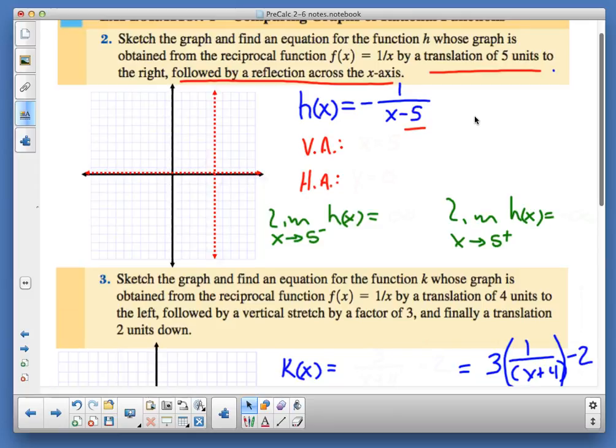Now, I want to find the VA, I want to find the HA, and I want to know what the limits are on either side of my vertical asymptote. Find that stuff first before you even start graphing. I kind of gave it away because I left those reds in there. I thought I had hidden them. But make sure these are the things you find before you even put your pencil on your graph to start graphing it.